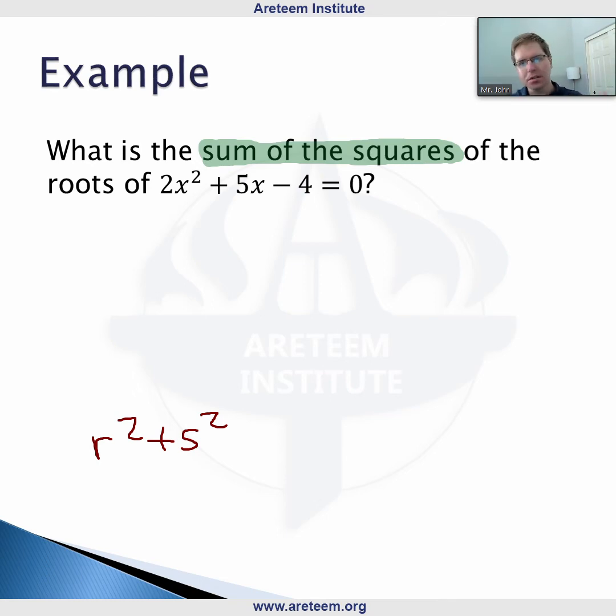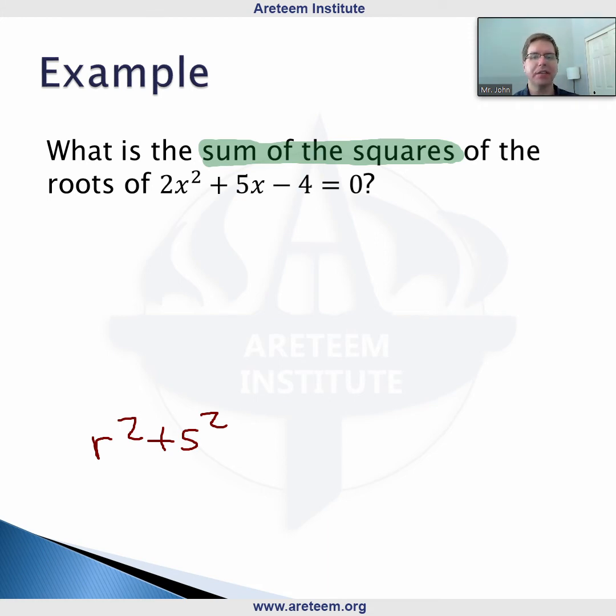We could, of course, solve the equation. This actually has quite messy roots. There's two real roots, but they involve square roots and stuff like that. So we want to see if Vieta's theorem can provide a little bit of a shortcut, and it can.